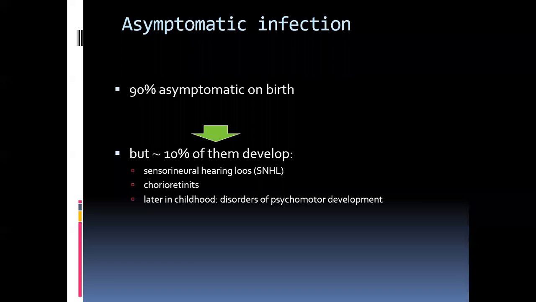So now the asymptomatic infections can occur in about 90% of cases, which are asymptomatic at birth. Then about 10% of the fetuses develop symptoms. Okay. They can also produce sensorineural hearing loss. Then after that, in later infection, later in childhood, they also have childhood disorders, and most probably psychomotor developmental disorders can also occur.